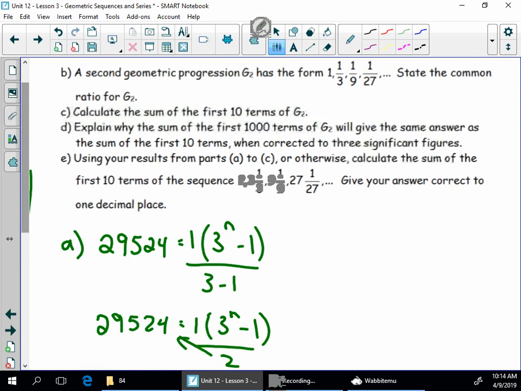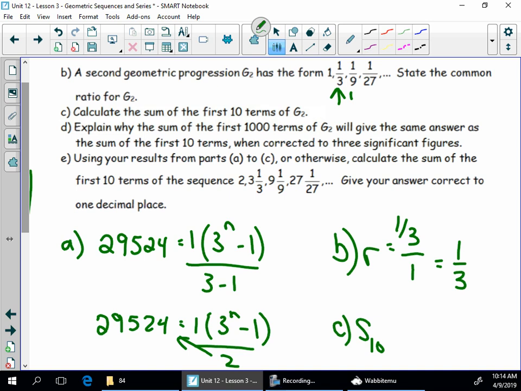Okay, a second geometric progression, G2, has the form 1, 1/3, 1/9, 1/27. State the common ratio. Well, that's easy enough. Take term number 2, which is this one, and divide by term number 1. That's just 1/3. Done.